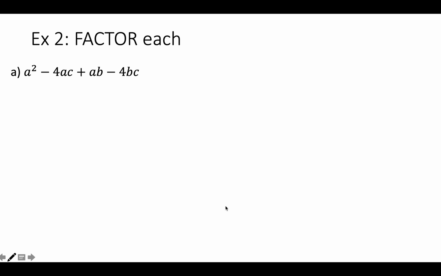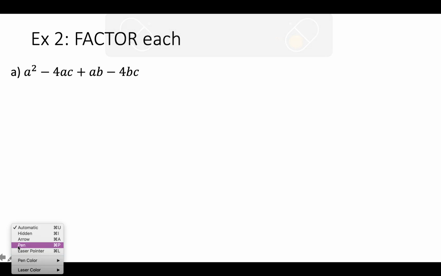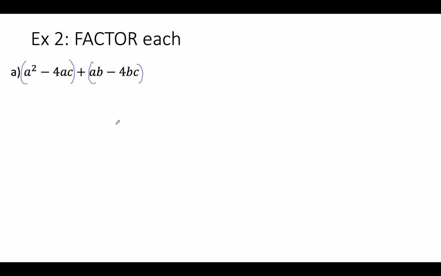All right, so example 2. First step is look for a GCF. There is no GCF, nothing I can divide all of those by. There are 4 terms, so I can group. So I'm going to group these 2 and these 2. So common factor between those 2 is an a.